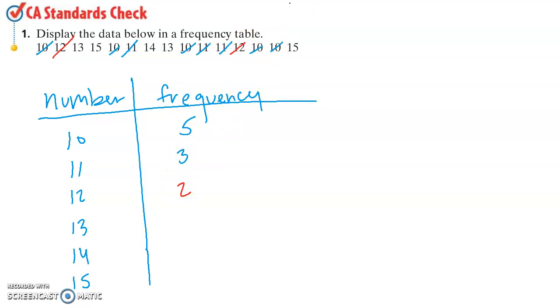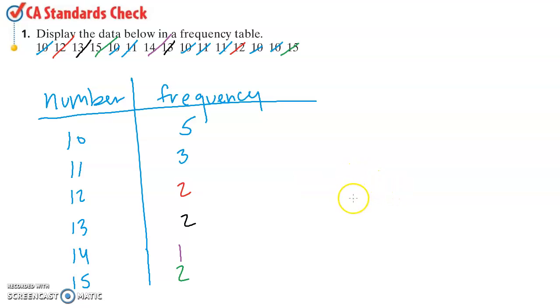How many 13s are there? 1, 2. There are 2 13s. How many 14s are there? There's 1 14. And how many 15s are there? 1, 2. And that's it. That is a frequency table, and this is what you would expect to see on your homework. All we're doing is organizing the data and figuring out how many times we use it. Now, if I ask you which number is used the most or the least or the middleist, maybe this is one way I might be able to figure that out.